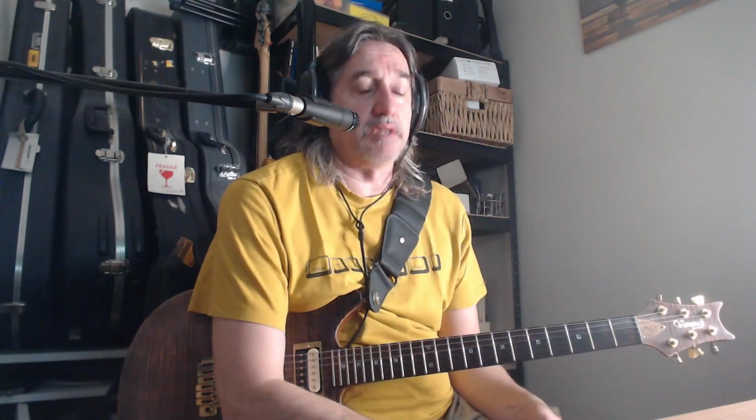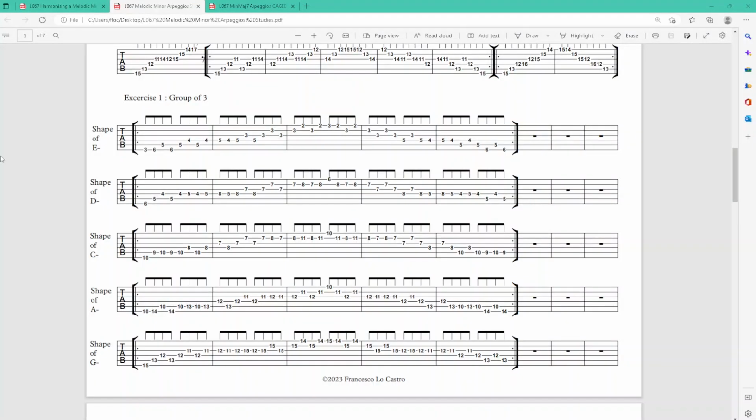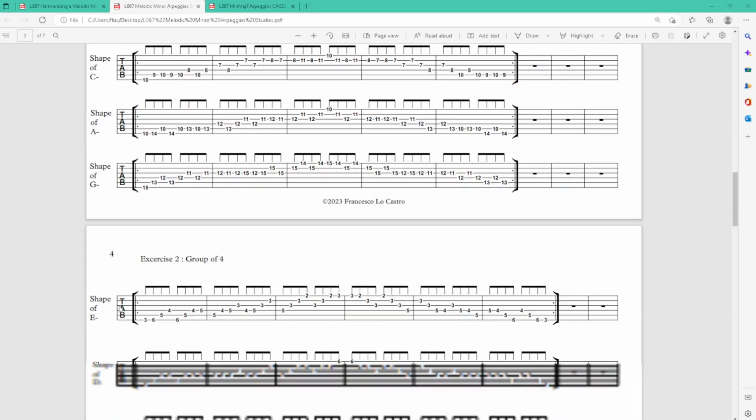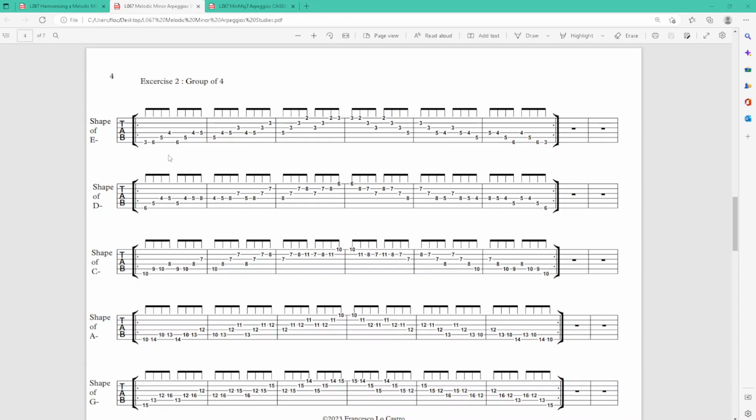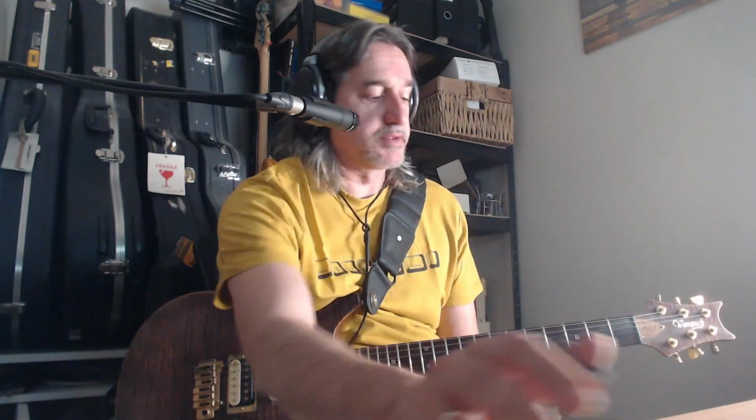And pretty much that's all there is to it. And it's a good practice, obviously. And if you look at the PDF, you have details in 5 shapes as always. Group of 4, same thing. This time you have group of 4 notes.